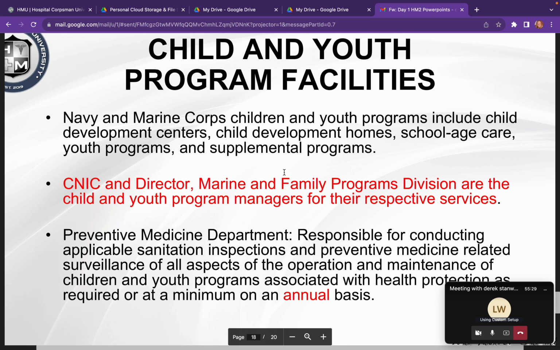And that includes the ones that are here, like the CDCs, the CYPs, which are like the after-school programs, and the CDHs, which are civilian homes that any service member with a child can actually have them go to those locations. It does not apply to any civilian facilities. So like I can't go inspect my daughter's daycare out of town.